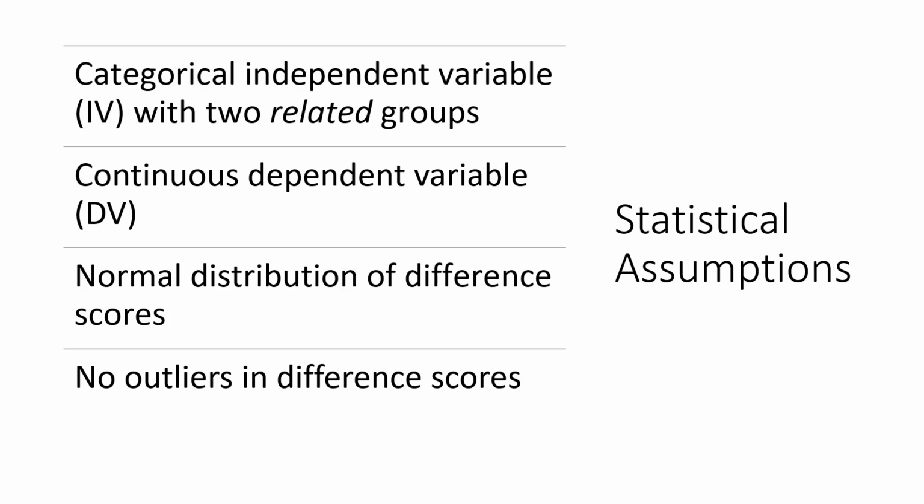Before running a paired samples t-test, we have to make sure our data are appropriate for this analysis. To do that, we have to meet 4 different assumptions. So we're going to go through each of these assumptions on the screen and talk about what they mean.